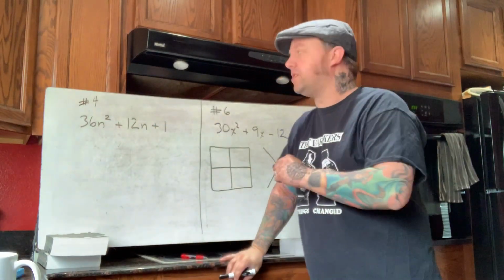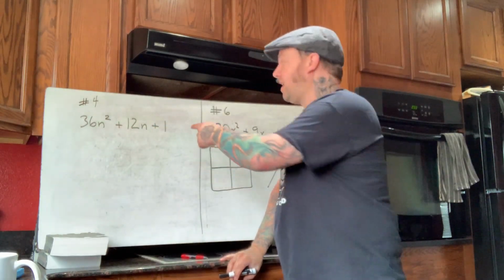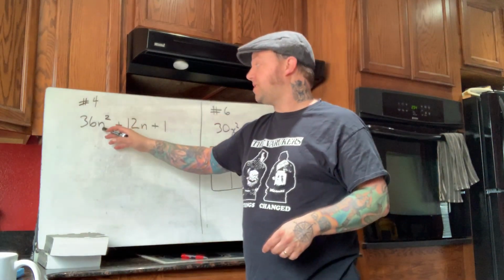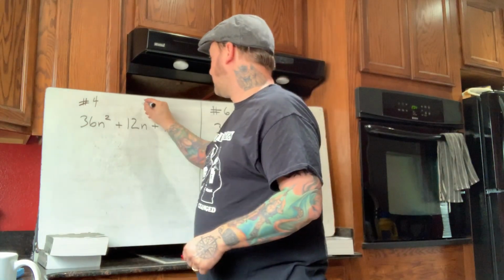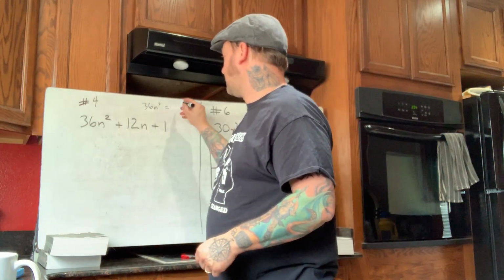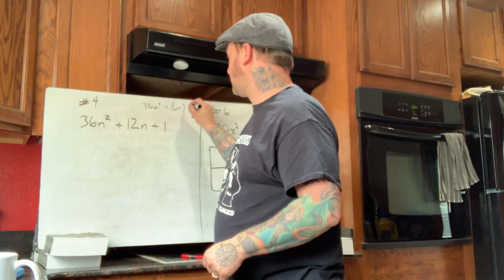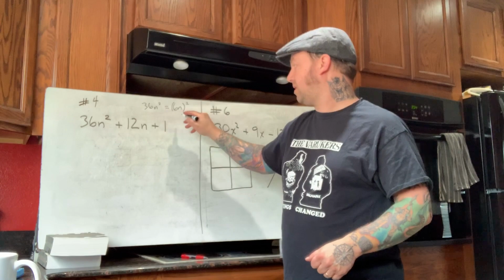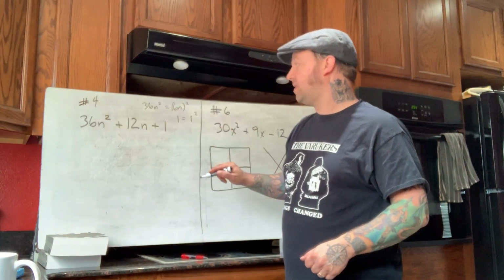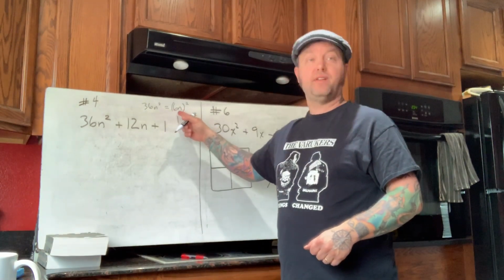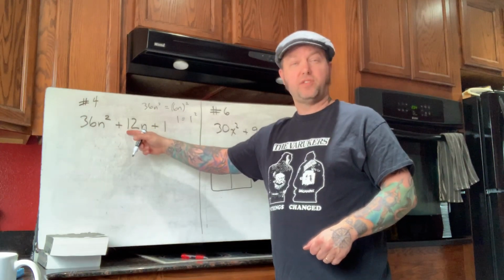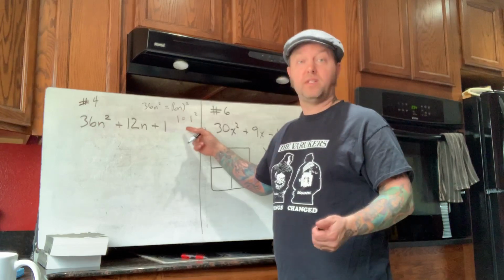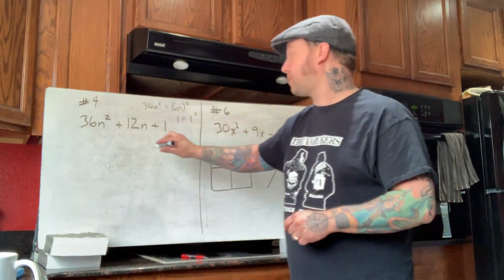But wait, what do we notice about the number 36 and the number 1? They're both what? Perfect squares, that's right. So this is 6n squared, right? 1 is 1 squared. So do I have this 2 times this times this? 2 times 6n is 12n, and times 1 is 12n. It is. So we know this is a perfect square.